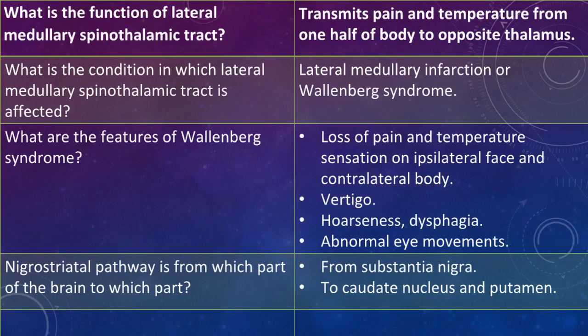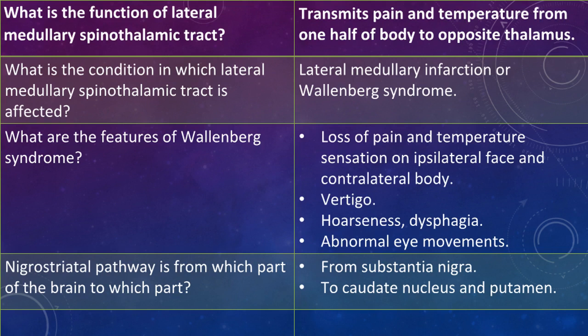Transmits pain and temperature from one half of body to opposite thalamus. What is the condition in which lateral medullary spinothalamic tract is affected? Lateral medullary infarction or Wallenberg syndrome. What are the features of Wallenberg syndrome? Loss of pain and temperature sensation on ipsilateral face and contralateral body. Vertigo, hoarseness, dysphagia, abnormal eye movements.